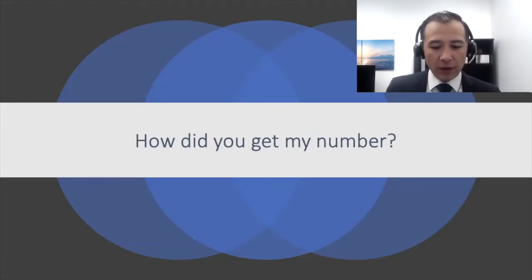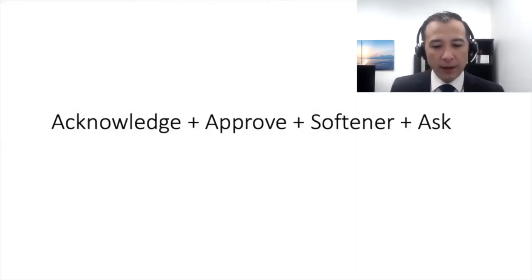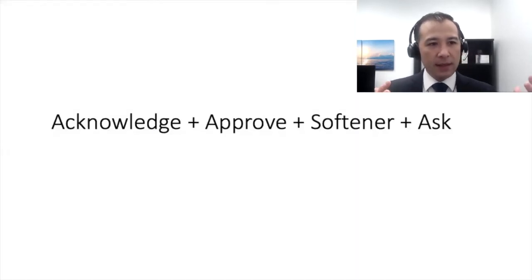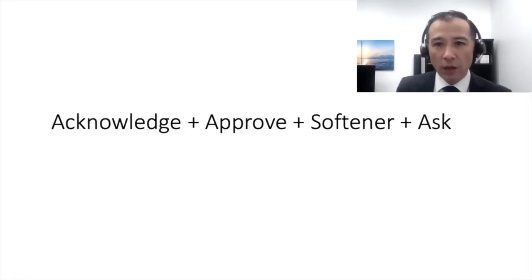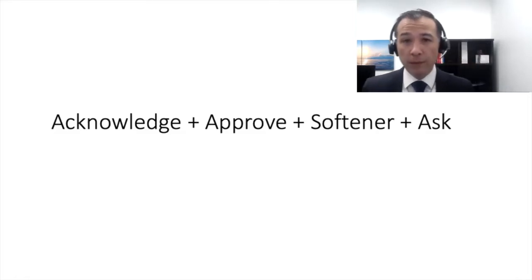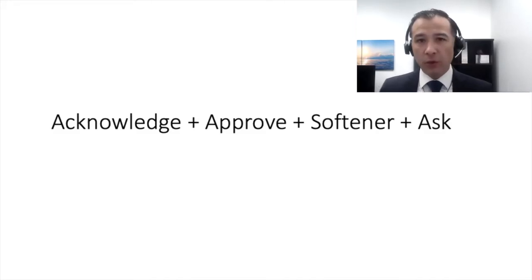Now, to dive into things, I want to break things down scientifically for you. Now, number 1 is, this is the equation. This is the rebuttal equation that I've used for a lot of years, that I've been working with you guys on in this group. So number 1 is you acknowledge. Number 2, you approve. Number 3, you add a softener. And number 4, you ask a question, because the person who asks the questions will always control the conversation. So you want to stay in control.